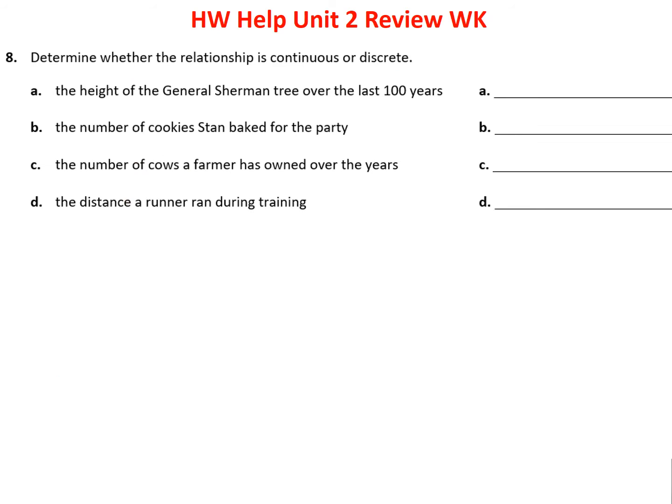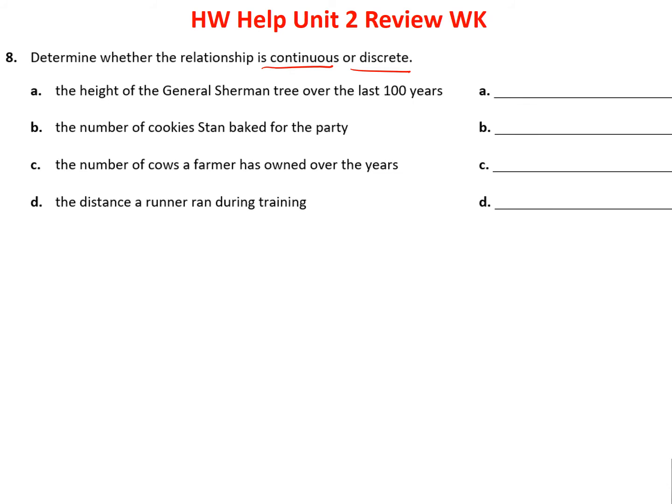Number 8 asks us to determine whether a relationship is continuous or discrete. Discrete means it goes by step. For example, a discrete function might be if I'm measuring the number of cars I wash. I either wash 1, 2, 3. I don't wash 1.5. Whereas if I want to measure how long it takes me to run, my time doesn't change even by seconds. It can be even milliseconds.